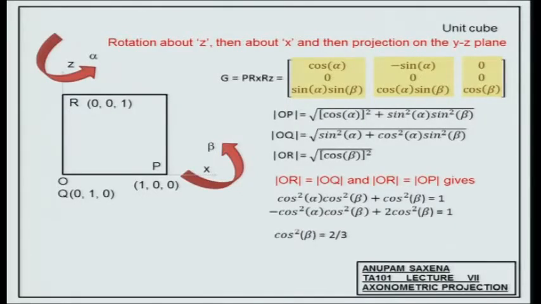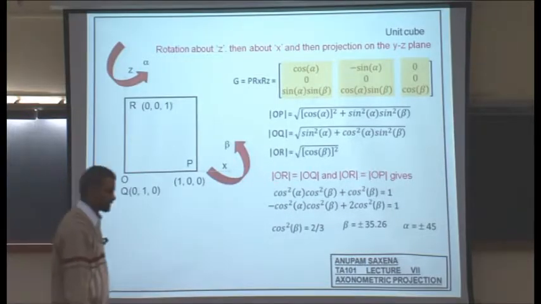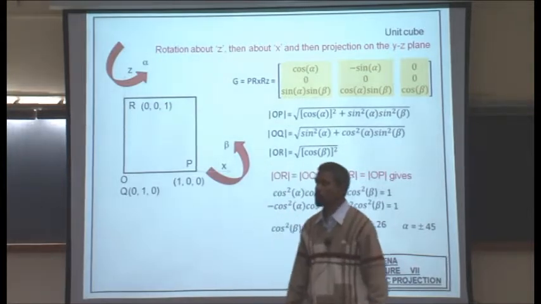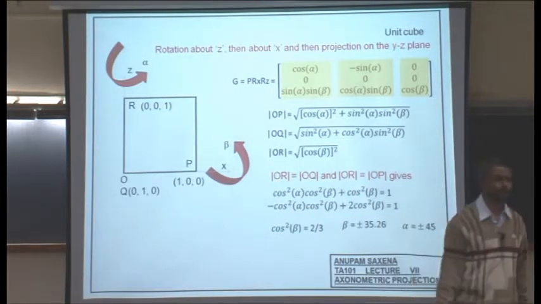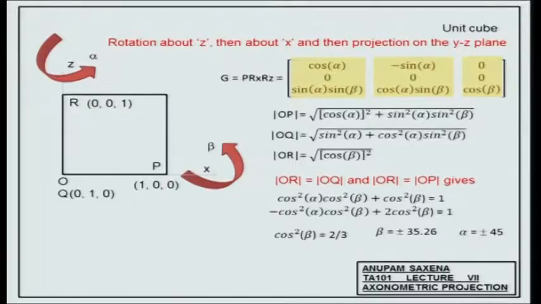If you do the algebra, which you can in your hostel rooms, you will see that beta comes out to be plus minus 35.26 degrees and alpha comes out to be plus minus 45 degrees. So in fact, you have 4 solutions. So you have positive rotation and correspondingly you have negative rotation in both directions for alpha and beta.